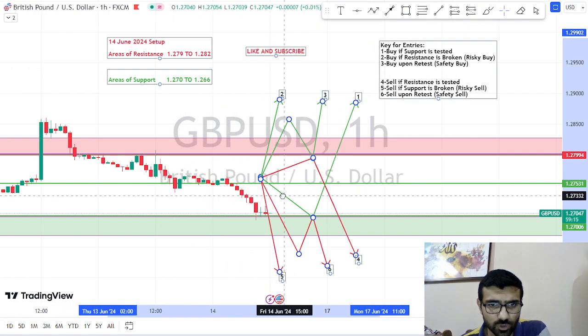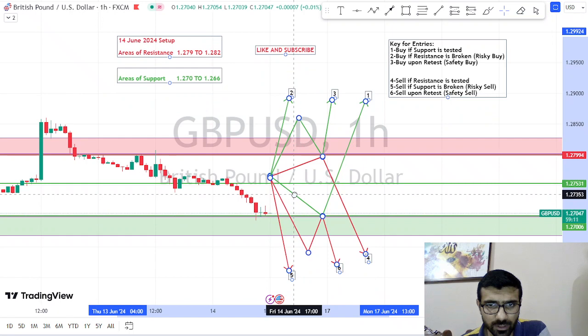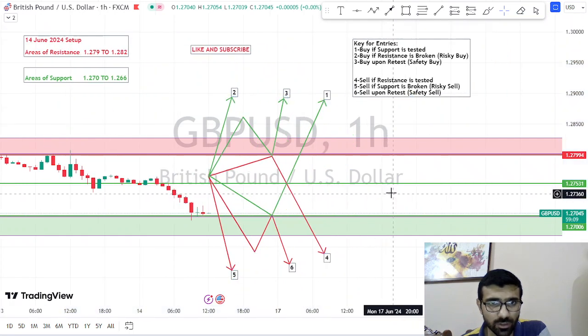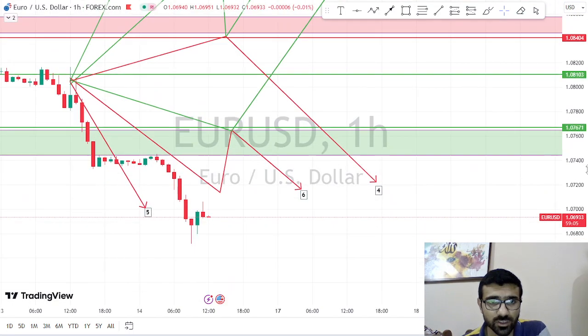Okay, so now let us move forward these scenarios from here. Okay, so that's all for the GBP USD pair. Let us move forward to the next pair, which is the Euro versus USD pair.